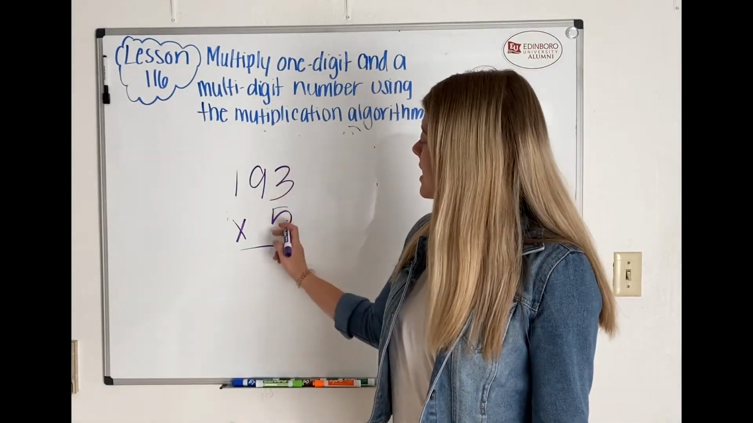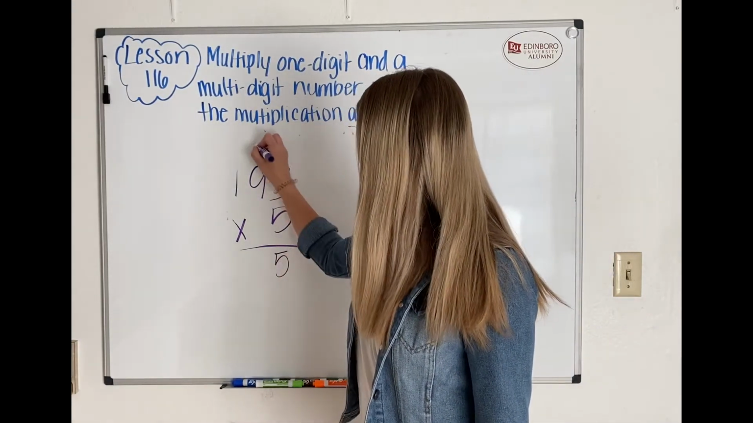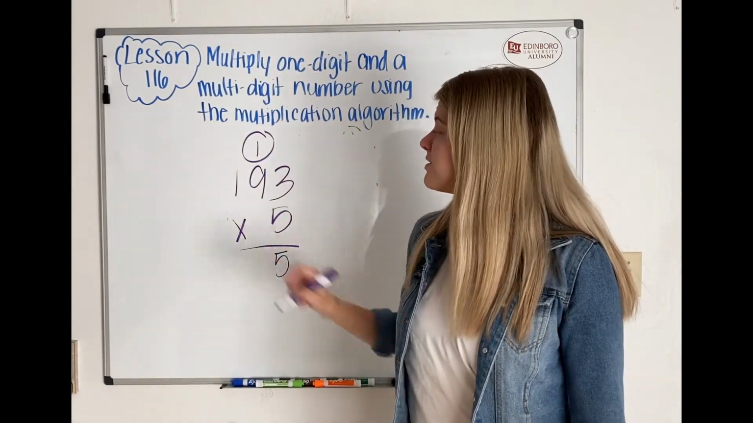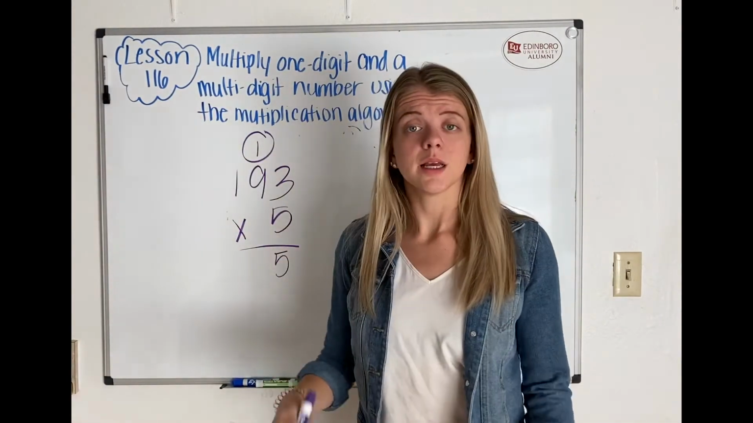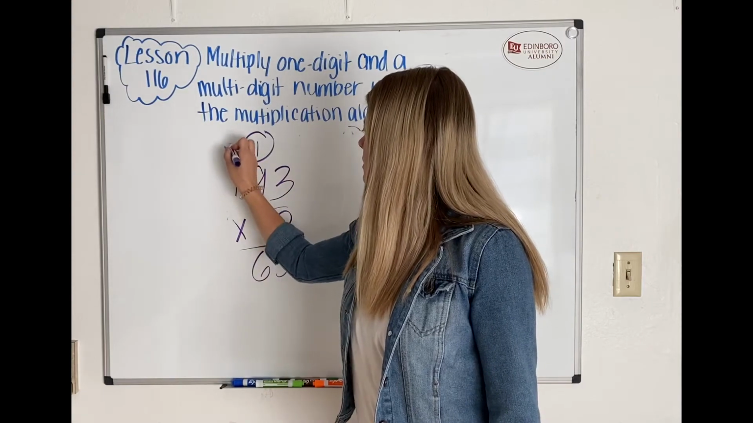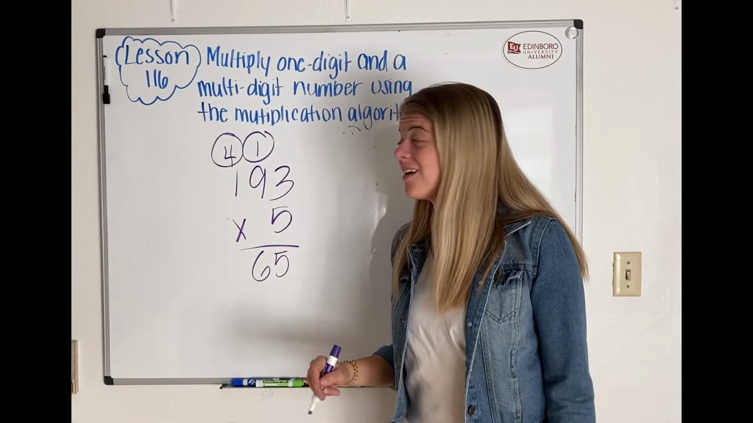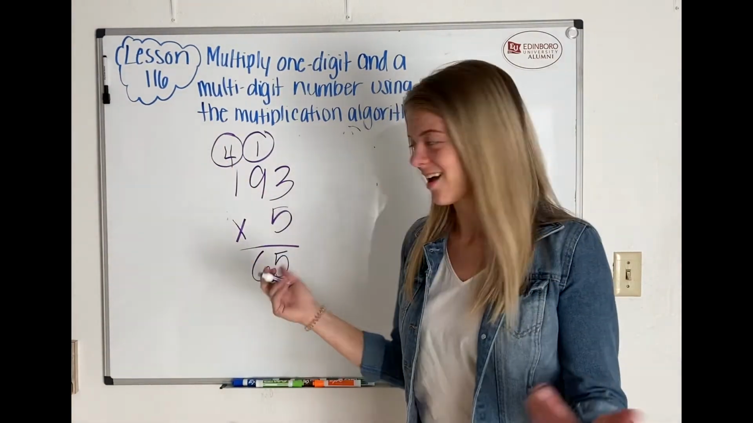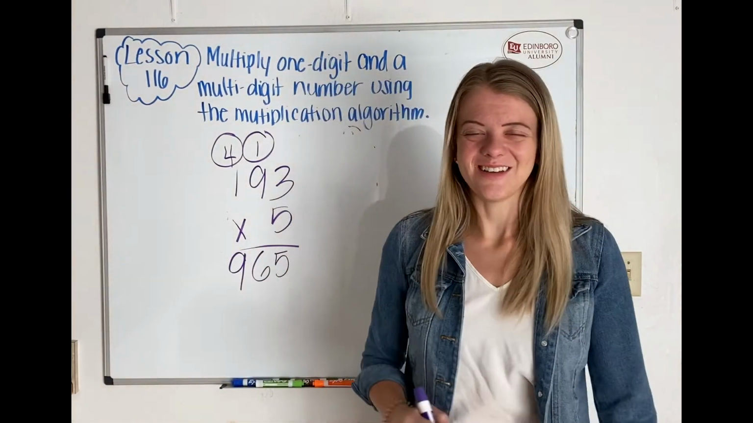So 3 times 5 is 15. 9 times 5 is 45. 45 plus 1 is 46. 1 times 5 is 5. 5 plus 4 is 9. 965.